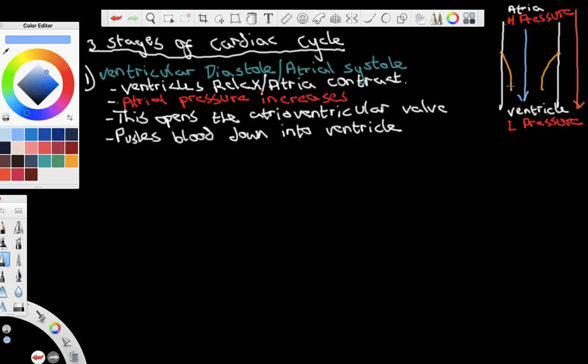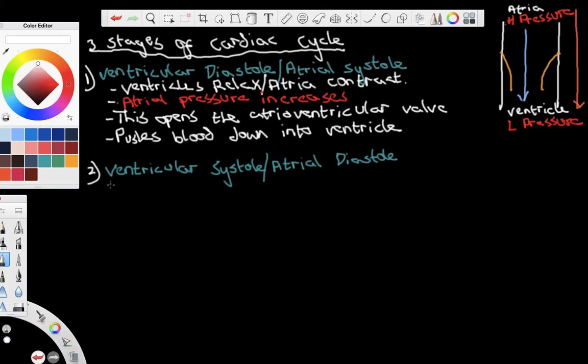Our second stage is the opposite. It's ventricular systole and atrial diastole. So we've got number two, ventricular systole and atrial diastole. Okay. Now this is the opposite. The ventricles contract and the atria relax. So ventricles contract and the atria relax.